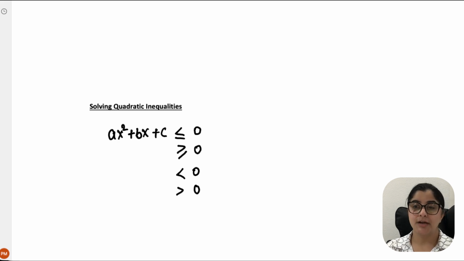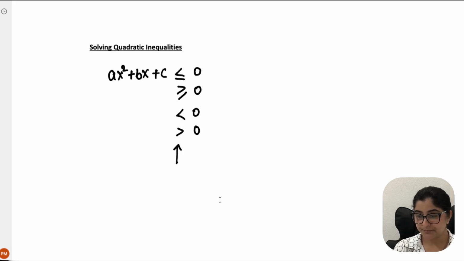Now we are going to learn how to solve quadratic inequalities. Quadratic inequalities look like this: we have a quadratic expression and an inequality symbol in the middle, instead of an equal sign. Make sure the right hand side is 0 to solve quadratic inequalities.